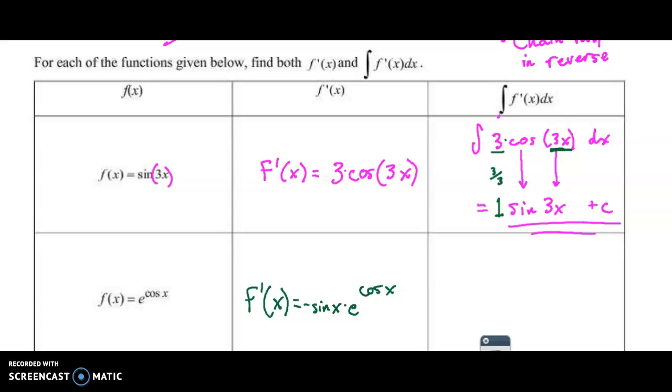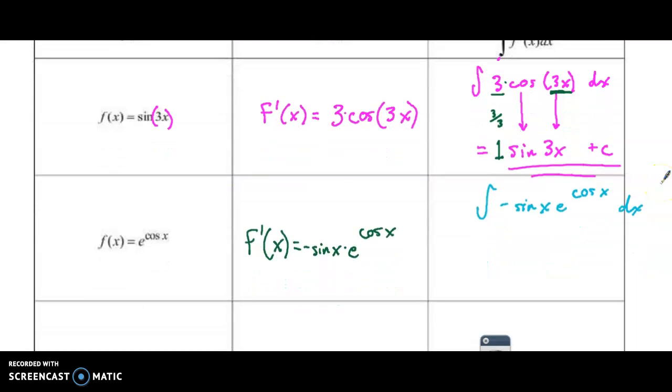So if I were to ask you, I'll change colors again, the integral of negative sine of x, e to the cosine of x, dx, you could probably look at that problem. I don't know how good you are at just looking and telling that the obvious answer is e to the cosine, because I think you'd have to think about how the derivative of cosine is negative sine, and then you could cancel that out by dividing by negative sine, and you probably need a plus c in there as well.